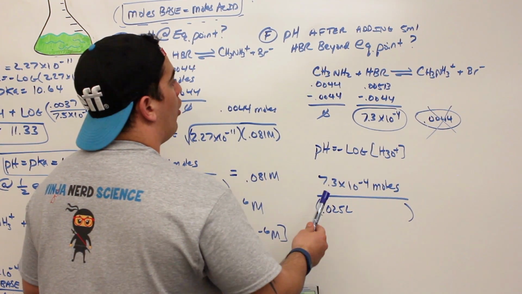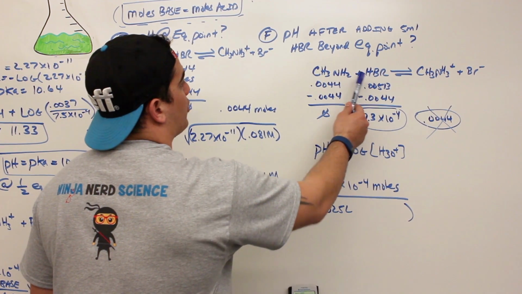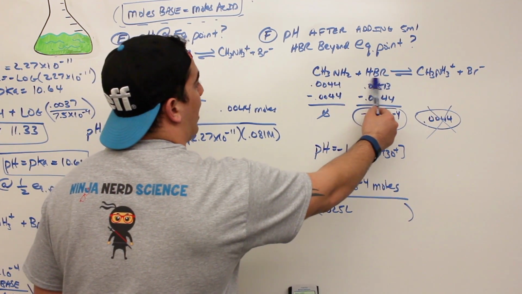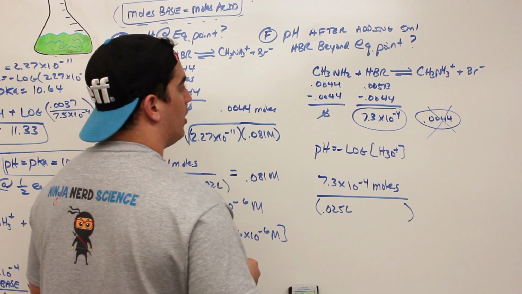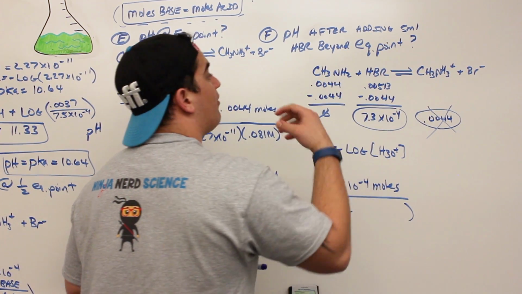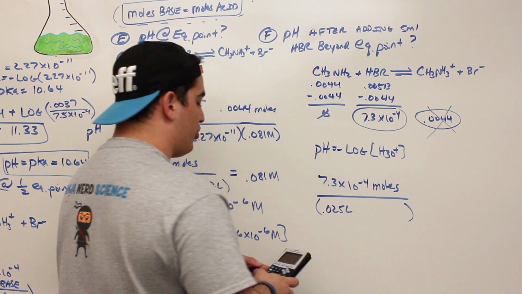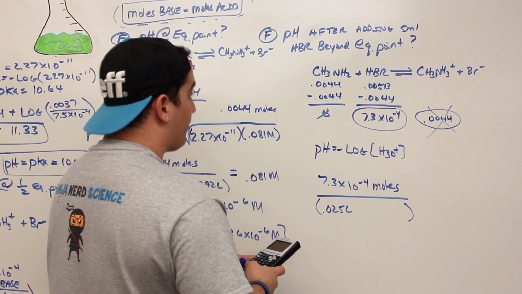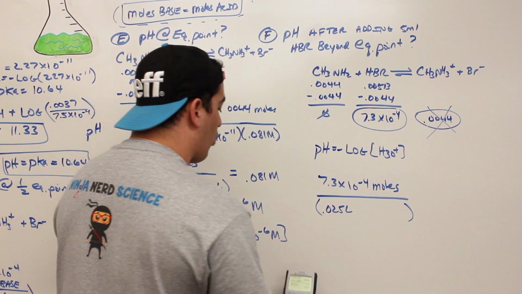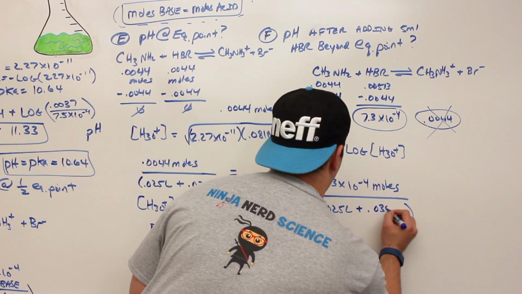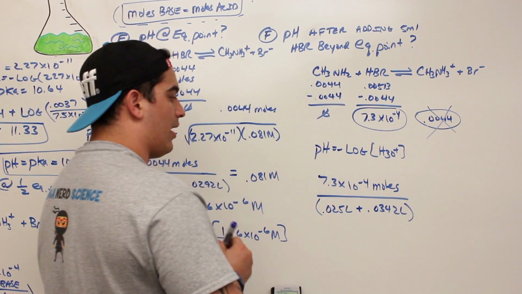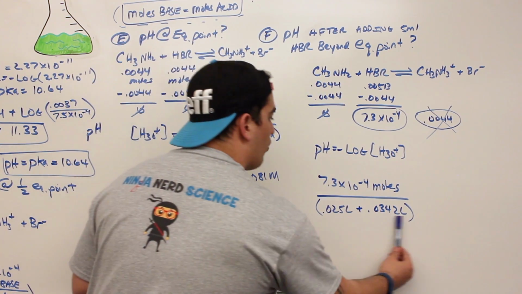Then the volume that it took to get me to the actual equivalence point, the amount of volume I added for HBr, was 29.2 milliliters. But then I added an extra 5 milliliters to it. So 29.2 plus 5 gives us 34.2 milliliters, which is 0.0342 liters because I just divide by 1,000, right? So this is the total volume of the solution.